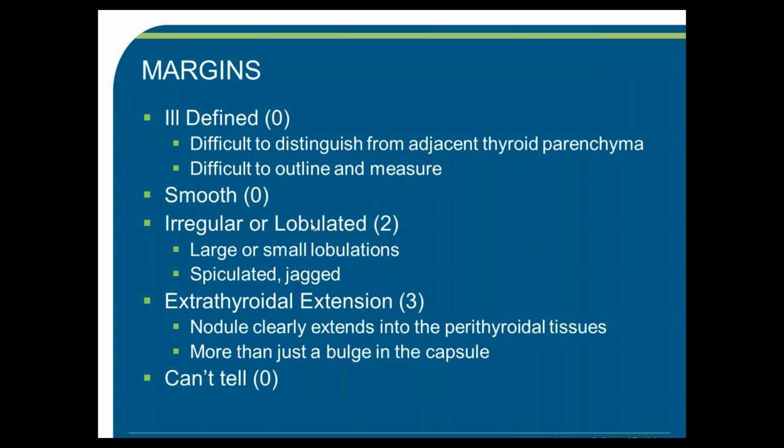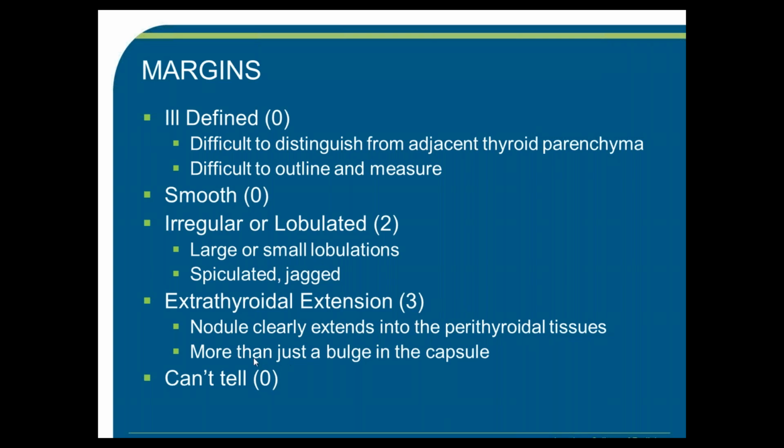Irregular or lobulated refers to either large or small lobulations. Franklin showed you a couple of cases with relatively large lobulations. And irregular sometimes is referred to as spiculated or jagged. Those nodules get 2 points. If you see extrathyroidal extension, and that means you clearly see some of the nodule extending into the parathyroidal tissues, that gets 3 points.